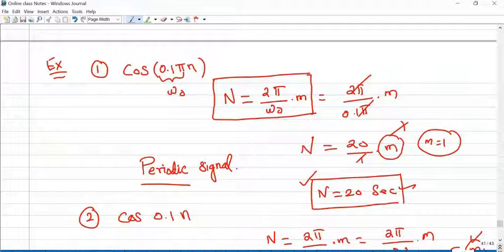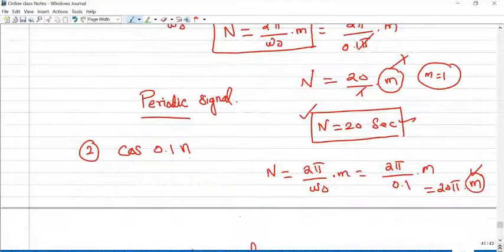Once you find the capital N value, after selecting the smallest positive integer m, if there are no pi terms and no root terms in the capital N equation, then the discrete time signal is a periodic signal.